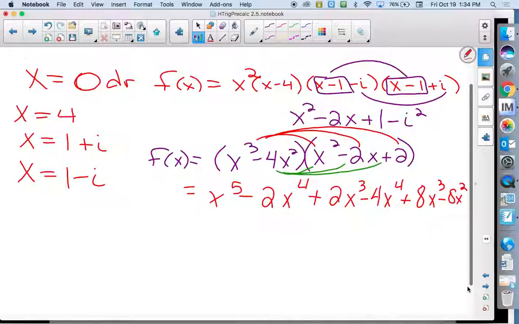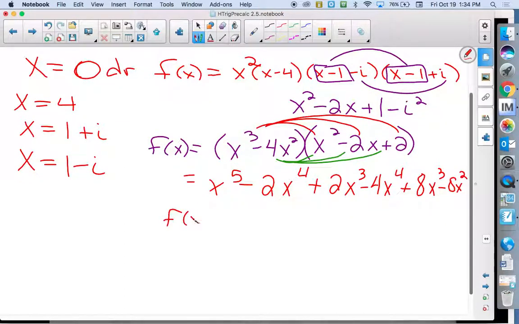And then the last step, combine any like terms. Well, we have x to the fifth, and then a negative 6x to the fourth. Looks like a positive 10x cubed, and then negative 8x squared. Questions?